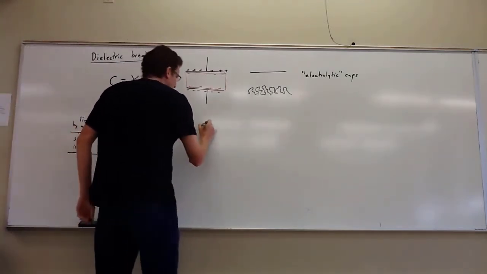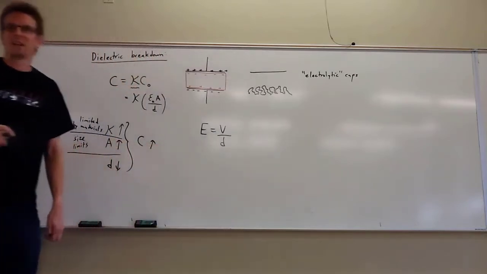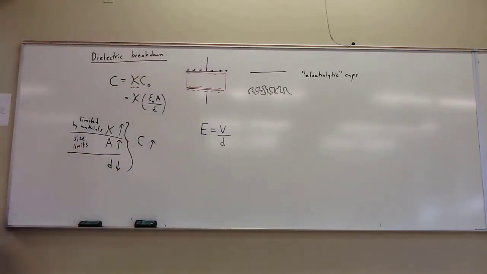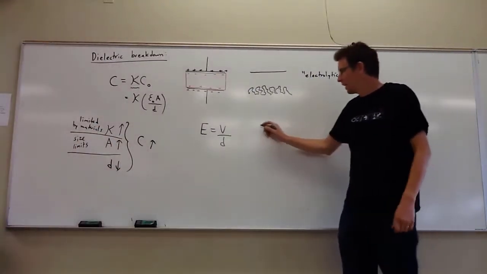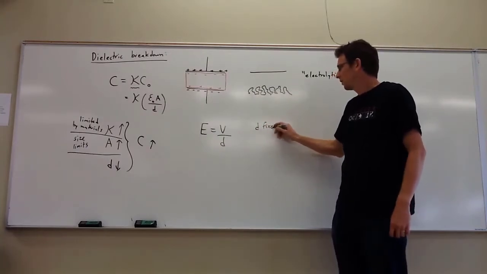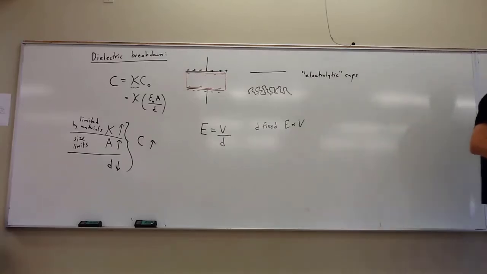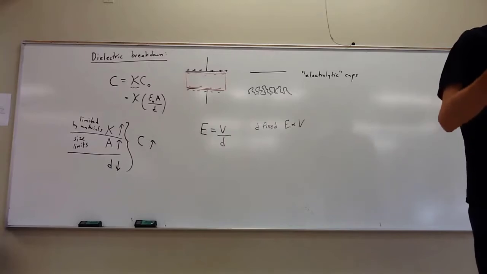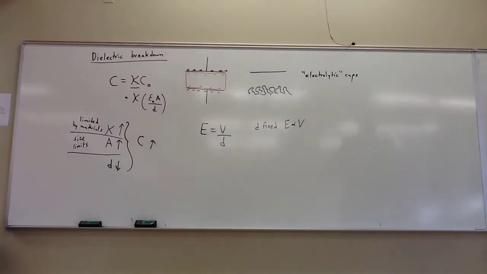So, let me remind you of the relationship between E, the electric field, voltage, and plate separation. It looks like this. Now, in our previous discussion from last lecture, we had D as being fixed, and so therefore, we were looking at the electric field and voltage difference going together. So that's what allowed us to say, if the insulating material, the dielectric, partially shields the electric field, then the voltage difference will also go down, right?